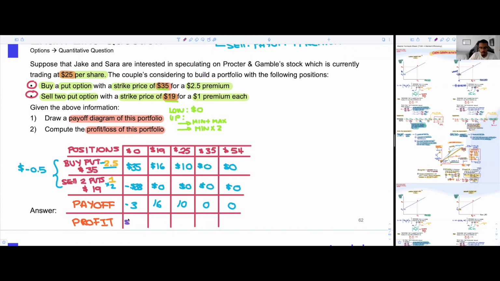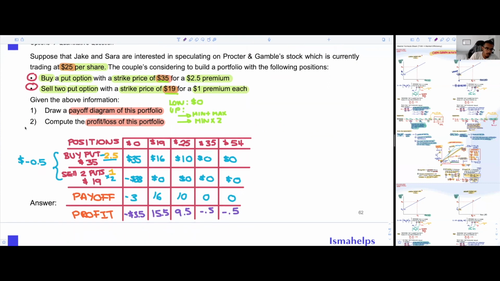We're going to have minus 3.5. Here we're going to have 15.5. Here we're going to have 9.5. Here we're going to have minus 0.5. And here we're going to have minus 0.5. Okay, so your maximum profit already, we're able to answer number 2, is going to be 15.5.